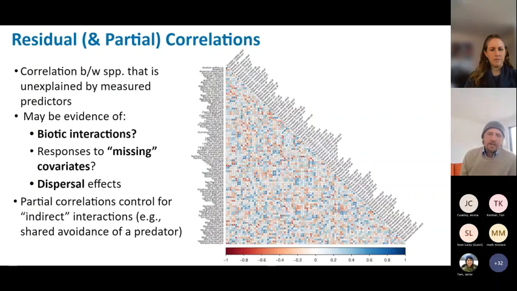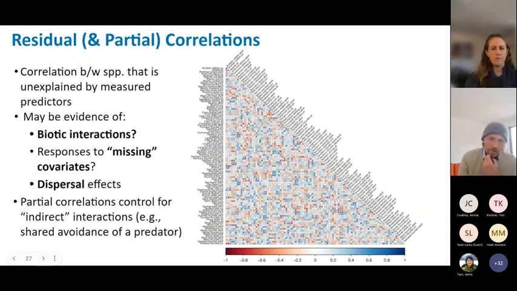And the last thing you get out of this that you wouldn't get out of a traditional stacked SDM approach is correlations between species. You can look at residual correlations or partial correlations. The partial correlations are an inverted residual correlation matrix that helps to account for indirect interactions. It's an interesting tool. It helps with your community level predictions. If two species tend to co-occur more frequently than they might based purely on the environment, then that gets taken into account in the model when you predict.